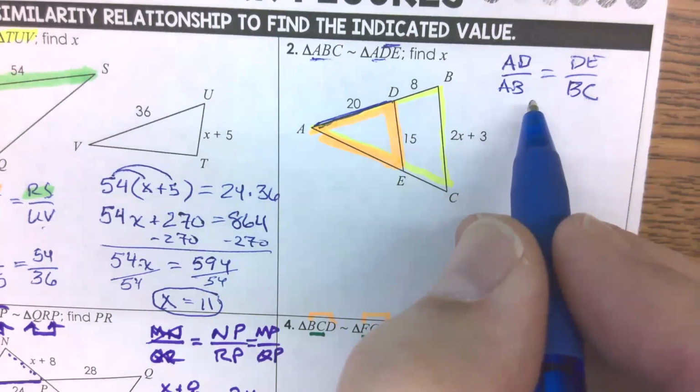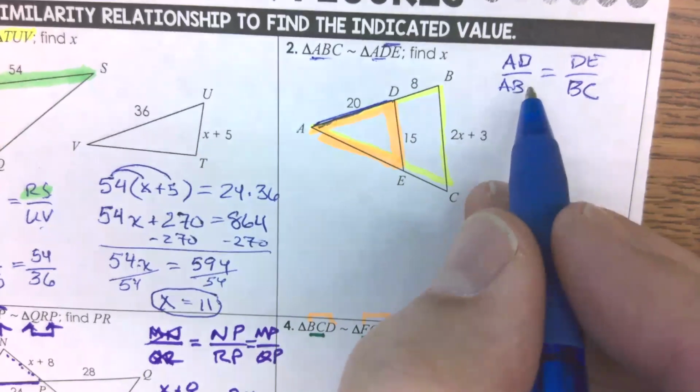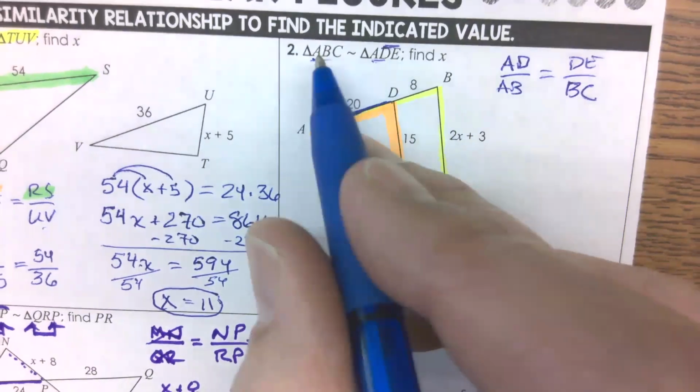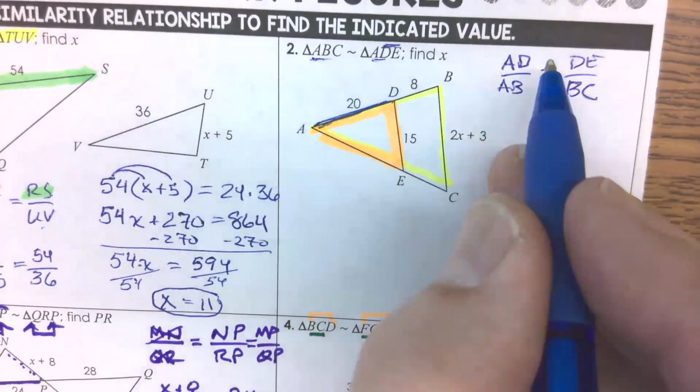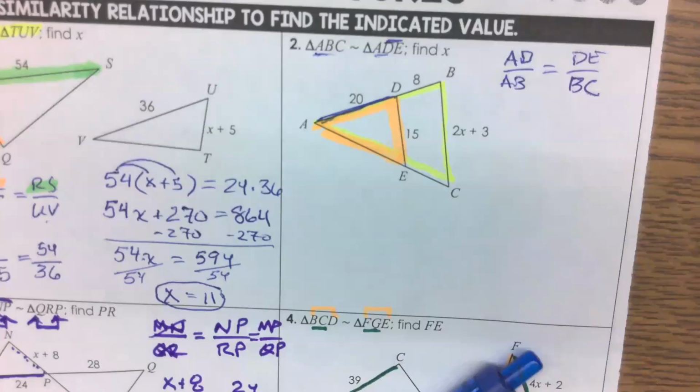Okay, stick with me here, guys. Last one. Come on, guys, stick with me, please. AD is to AB as DE is to BC. Please fill that in.